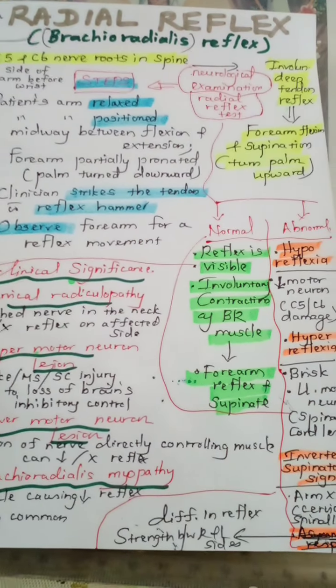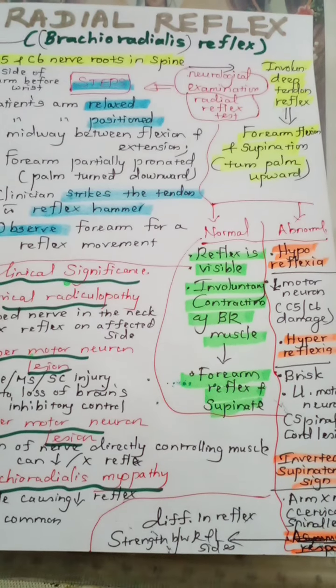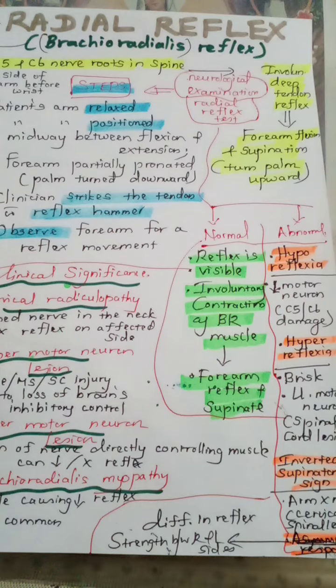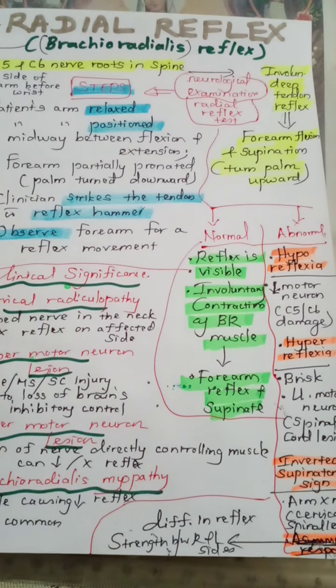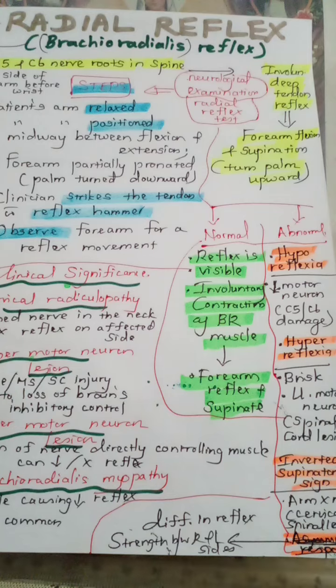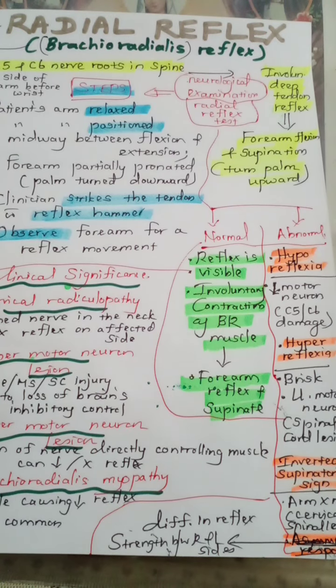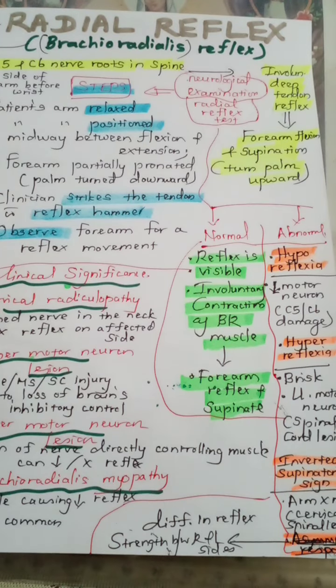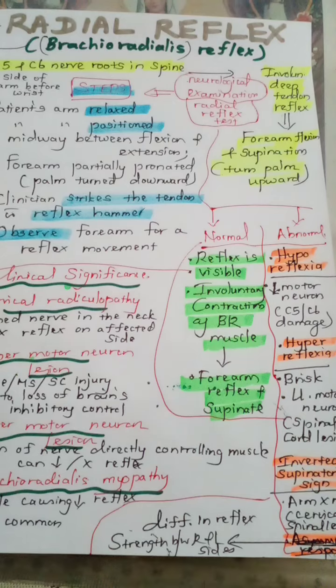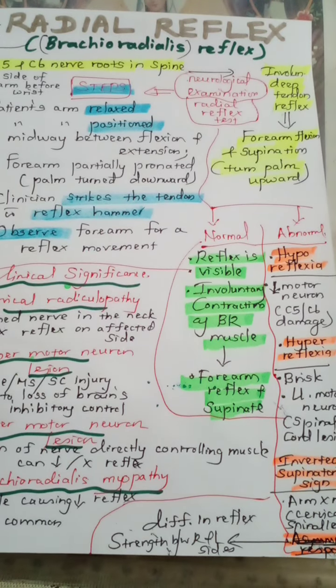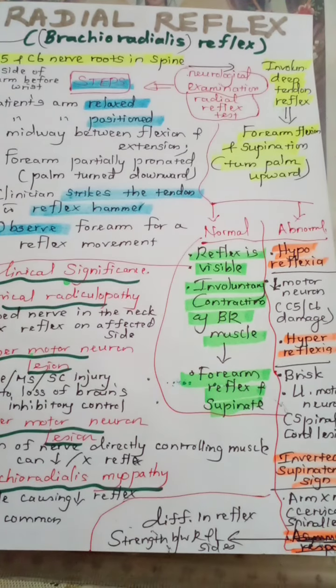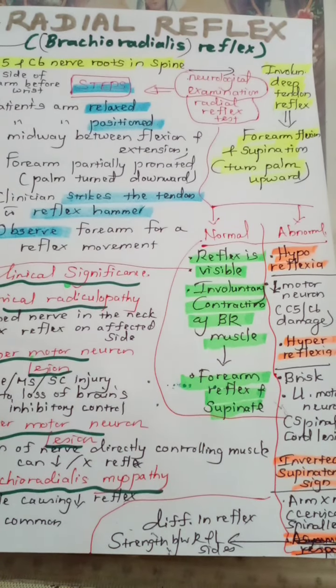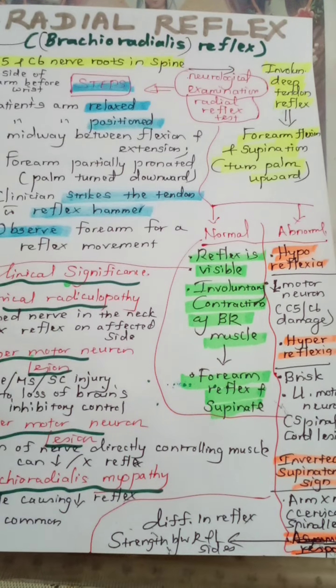But on the other hand, if it is abnormal, there are four different abnormalities that could be observed. That is hyporeflexia, where the motor neuron response will be decreased due to the C5, C6 damage, or hyperreflexia, where there'll be a brisk reflex action due to upper motor neuron problems, especially spinal cord lesions, or inverted supinator sign, where the arm is not able to move, and this can be due to cervical spinal lesion, or asymmetrical response, where there is a difference in the reflex between the right and the left side.